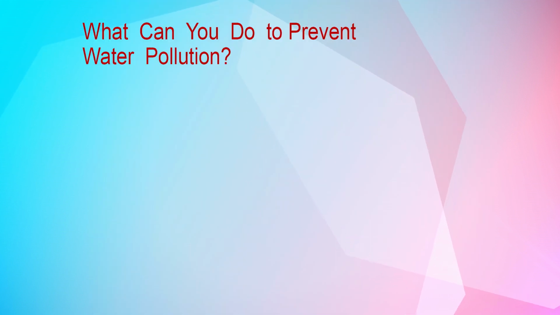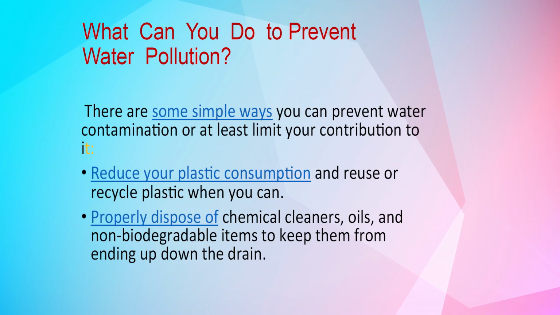How can we prevent water pollution? What are the ways by which we can prevent this water pollution? Number one, very important, we can contribute to reduce our plastic consumption and reuse or recycle plastic when we can. Number two is the proper disposal of chemicals, cleaners, oils, non-biodegradable items to keep them from ending up down the drain.